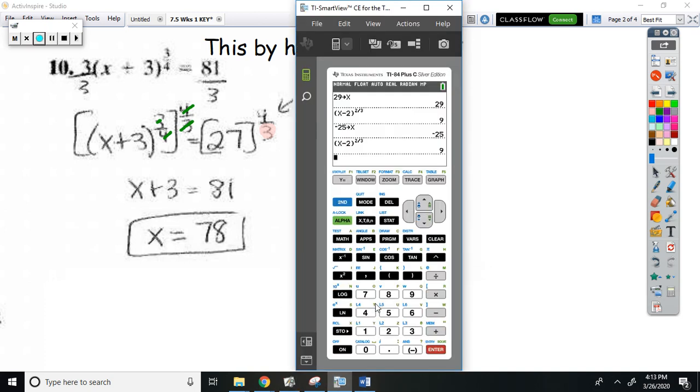I'll show the check real quick. 78, we'll store it for x. And then we'll type the original equation in, so 3 parentheses x plus 3, caret to the 3/4 power. And hopefully when we hit enter, we will get 81. And we do.